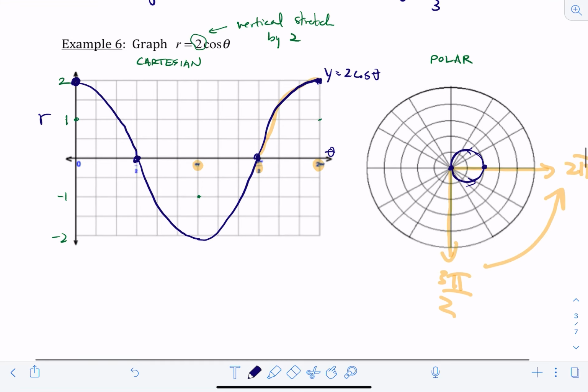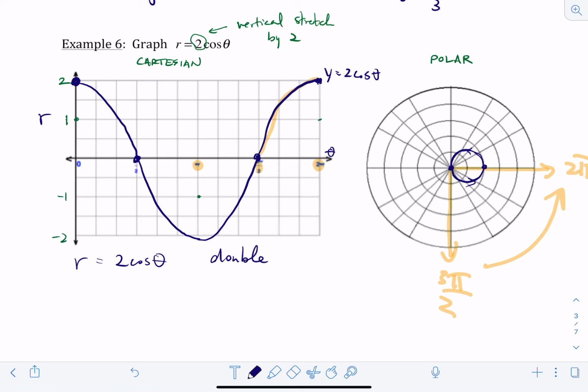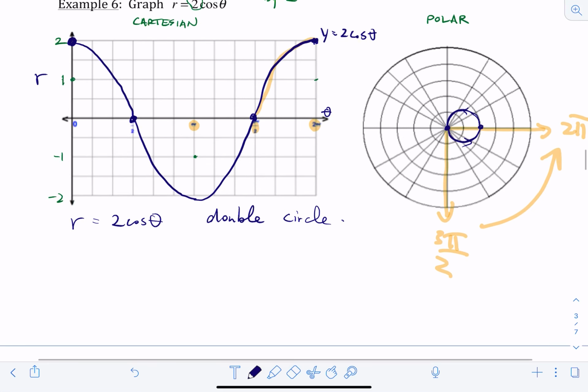So what happens when I graph this? We get r equal to 2 cosine of theta. This is really a double circle. Okay. So we have that. Now, how can you guys see that this is a double circle?